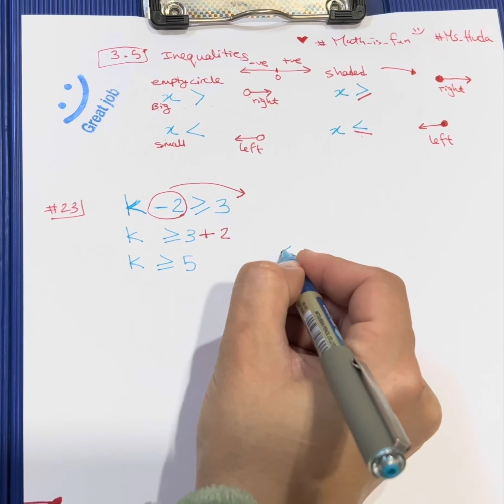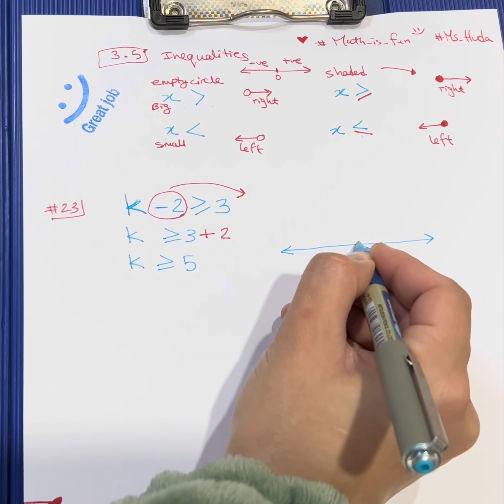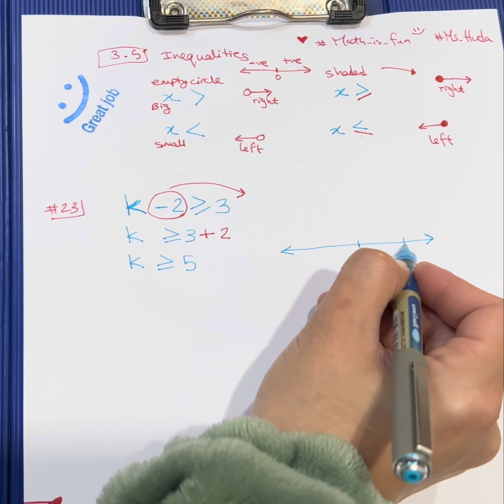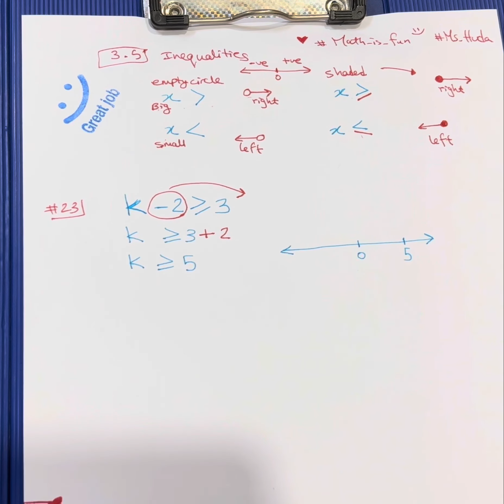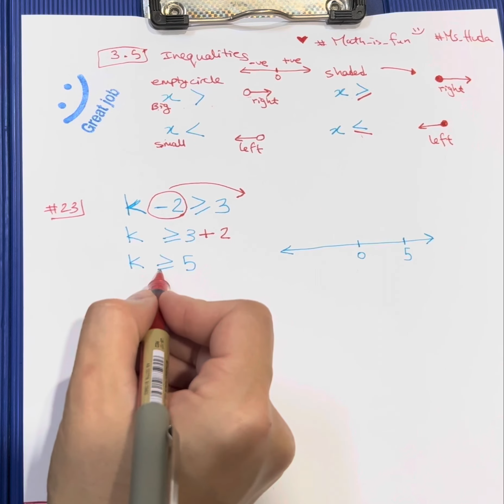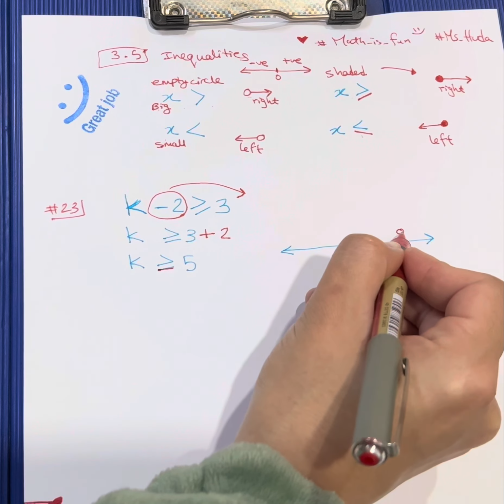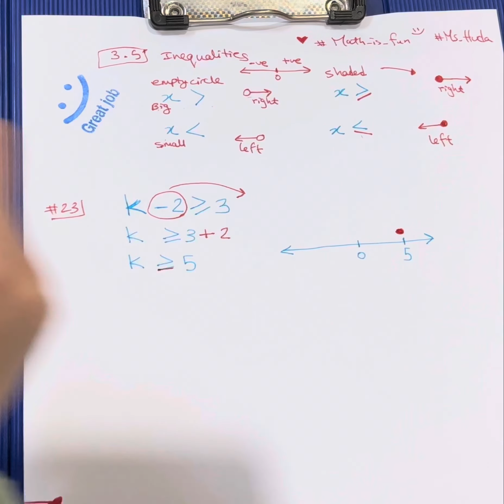In order to graph this, I'm going to draw a number line. I will point the 0. Now I want 5, so let's say 5 is here. I take a look at it. Does it have an equal sign? Yes, that means the circle that I draw should be shaded. So I go and shade it.